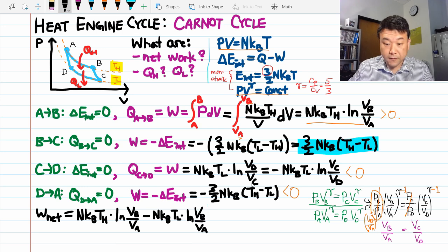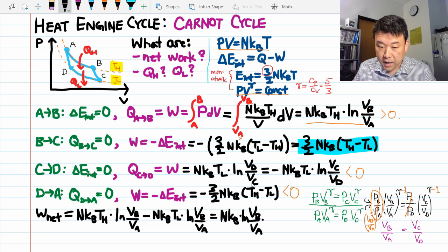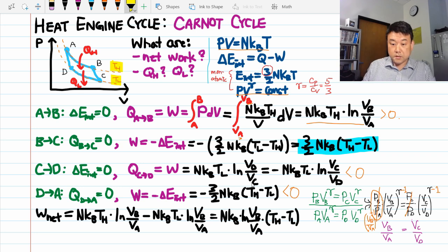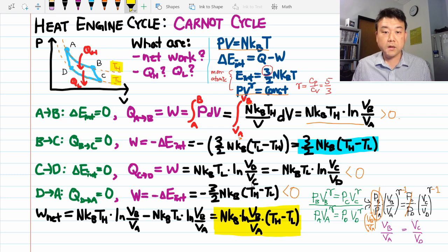Then we can simplify this more by factoring out all the common factors, NK, natural log of ratio volumes, times the temperature difference, TH minus TL. It's a surprisingly simple expression for the net work done. This is what I mean. Carnot cycle is a simple process. It's designed to make the thermodynamic properties very simple.